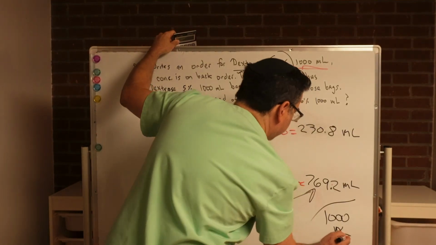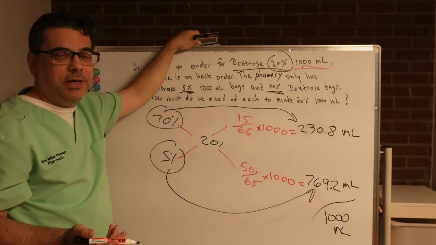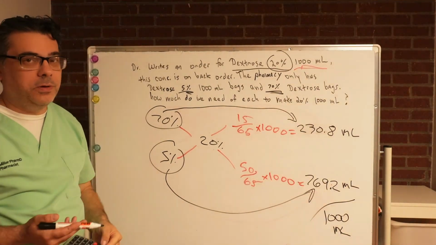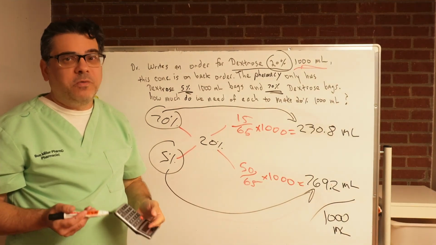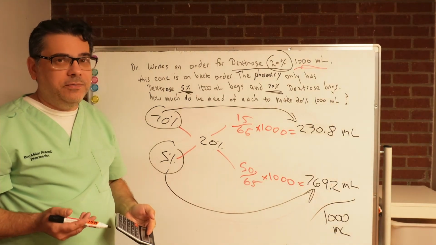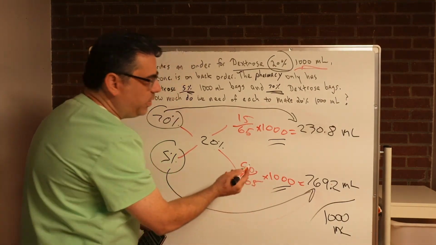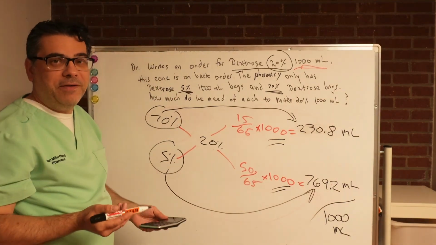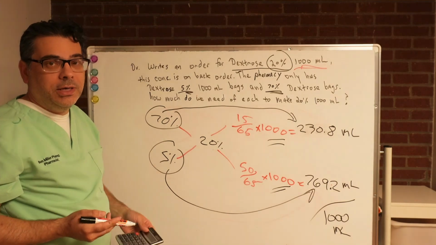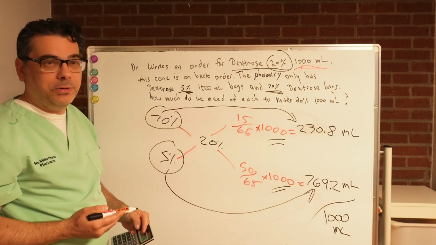1,000 milliliters. Sometimes the professor may give you a problem asking for 500 milliliters or 400 milliliters, or whatever quantity of the drug he wants. All you have to do is change this: instead of multiplying by 1,000, you multiply by 500 or by 400. It depends on the quantity that the doctor orders.